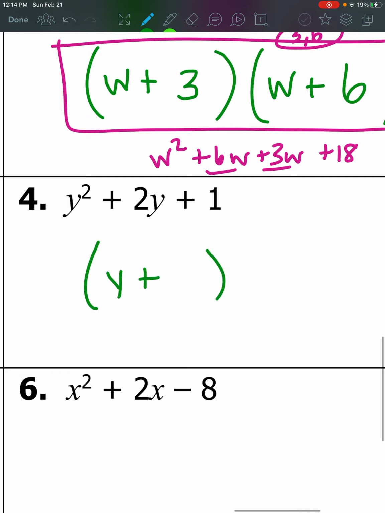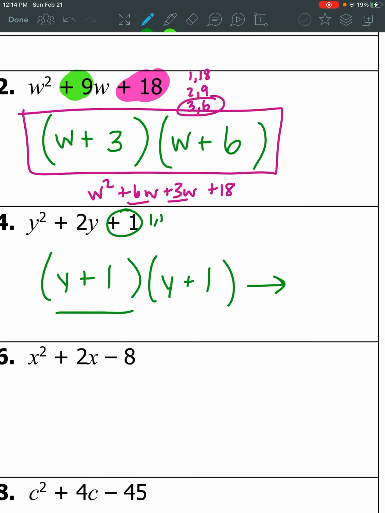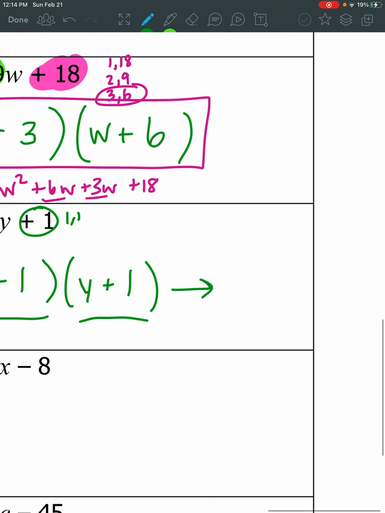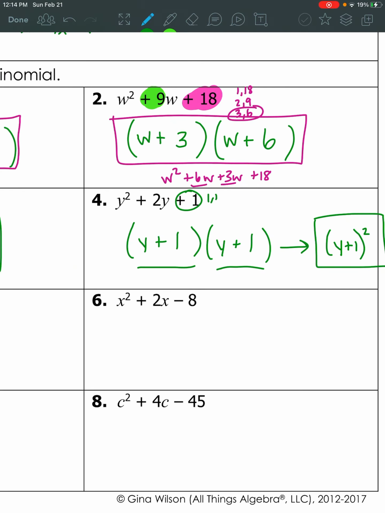And last one, we have y plus in one binomial, y plus in the other binomial. What multiplies to 1? Well, the nice thing about having a prime number is there's only one option, 1 times 1. Now, we can rewrite this because notice that both binomials are the exact same. So we want to simplify, and we'll write it just once with a squared on the outside. Because remember, we talked about that when we multiplied special terms, that means y plus 1 times y plus 1. So we can shorten it up.